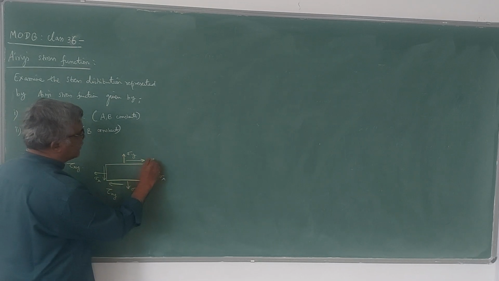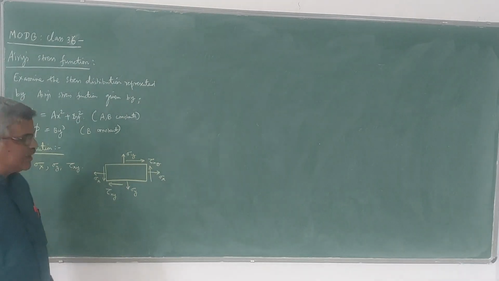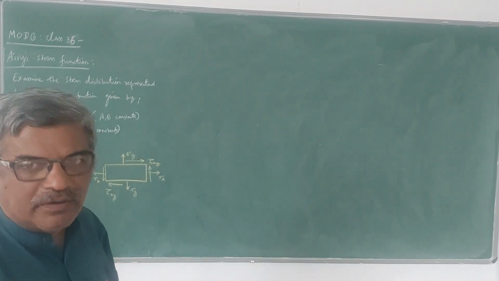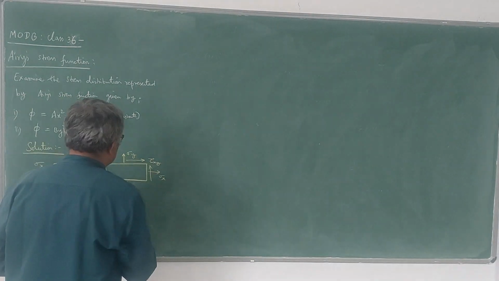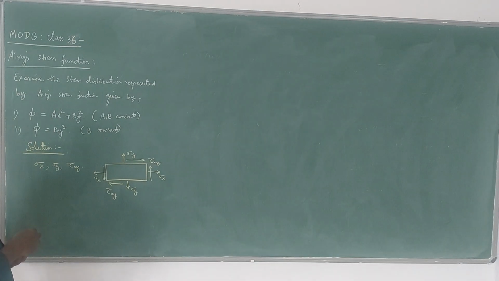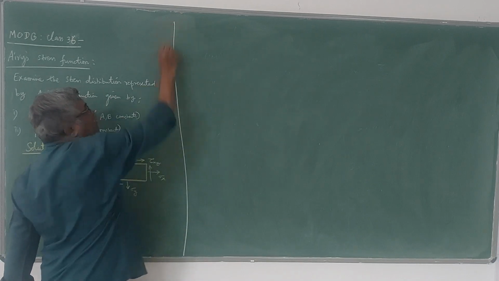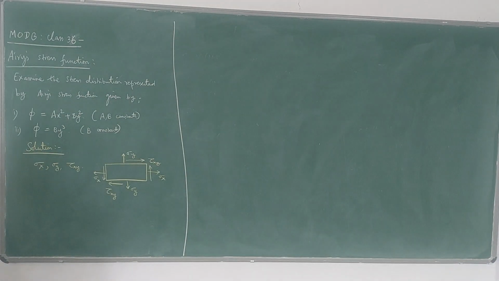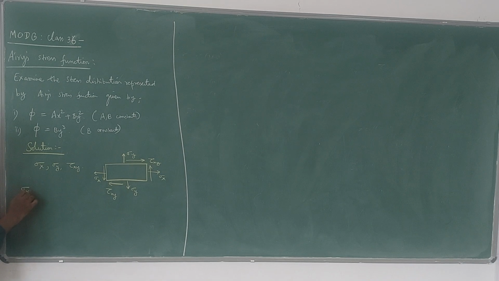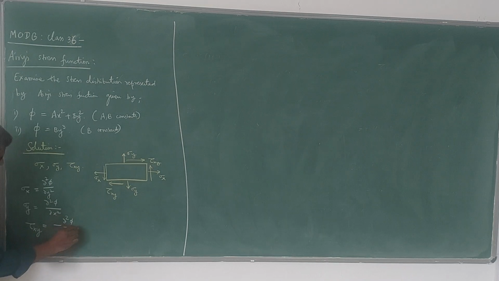So here what happens, there is a definite relationship between these stress components and the given Airy's stress function. So the relationship is like this. I have explained all this in my earlier video lectures. You can go through that. So sigma x is given by dou square phi by dou y square. Sigma y is given by dou square phi by dou x square, where phi is the Airy's stress function, and tau xy is nothing but minus dou square phi by dou x dou y.